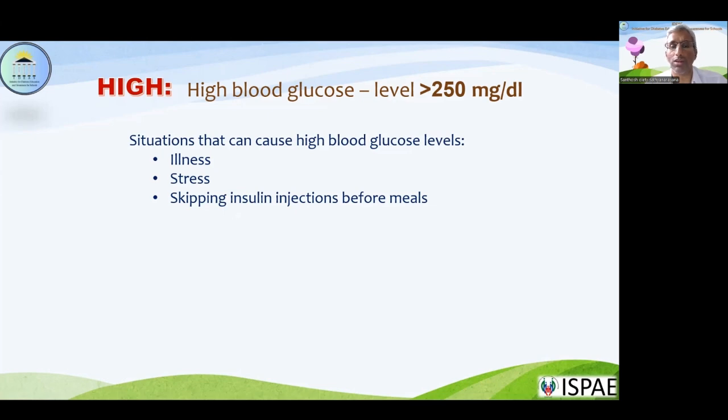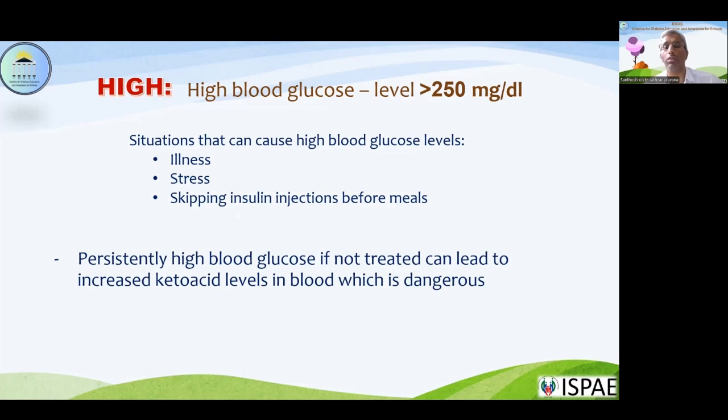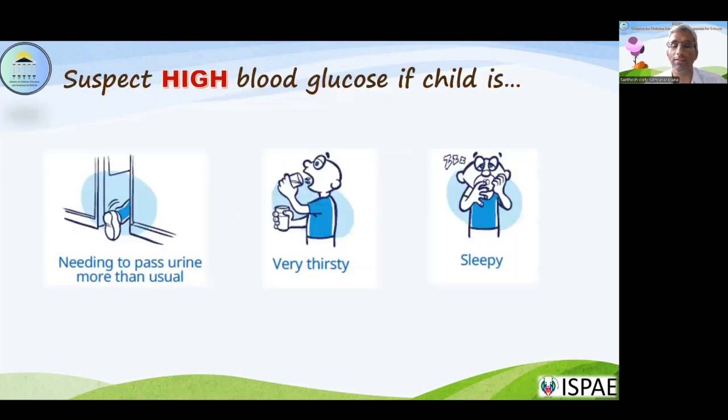So why is it important to understand this? Because persistently high blood glucose levels, if not treated, can lead to increased keto acid levels in the blood, which can become a medical emergency.